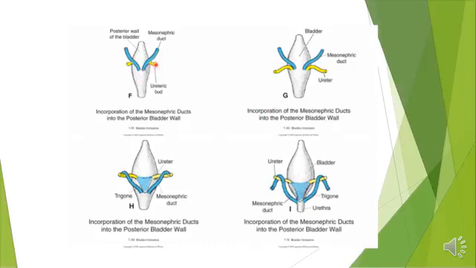Here you can see the mesonephric duct, and this is the ureteric part later forming the ureter, and here you can see the trigone of the bladder forming from the caudal part of the mesonephric duct, absorbed in the wall of the bladder. Later on the mesonephric tissue of the trigone is replaced by endodermal tissue, the same lining as the whole bladder.